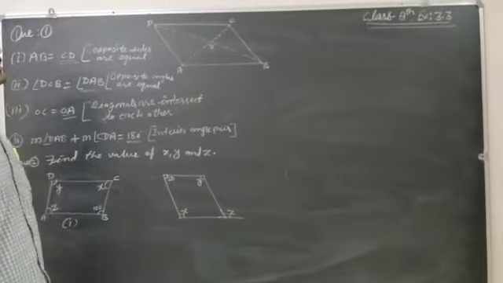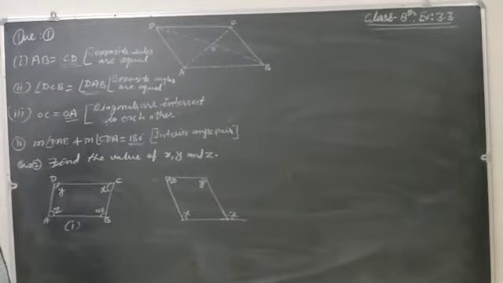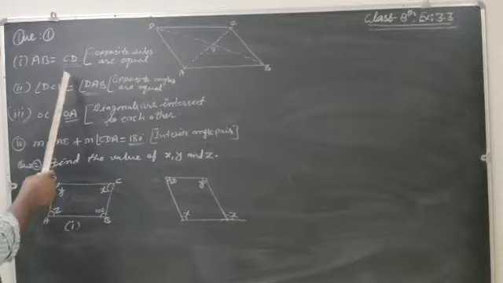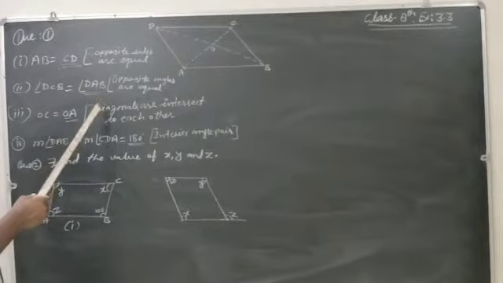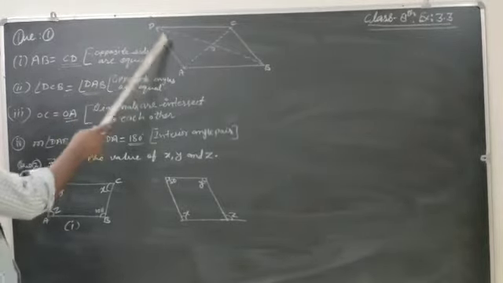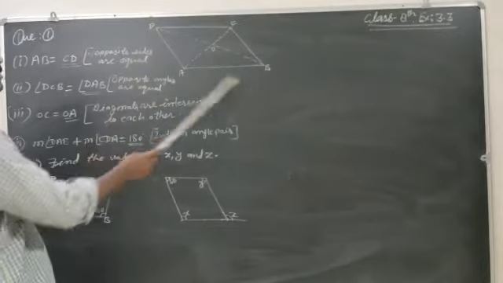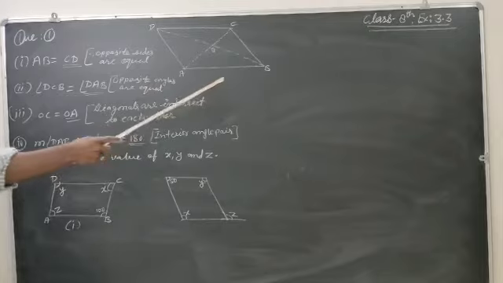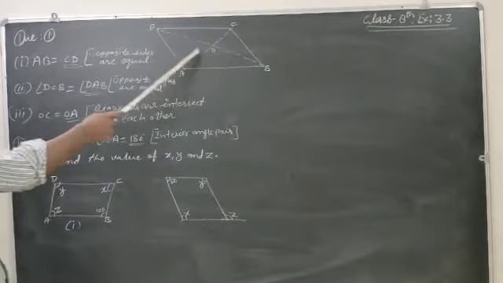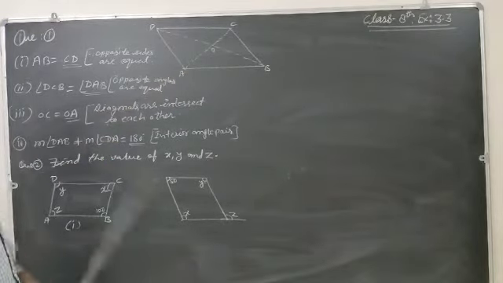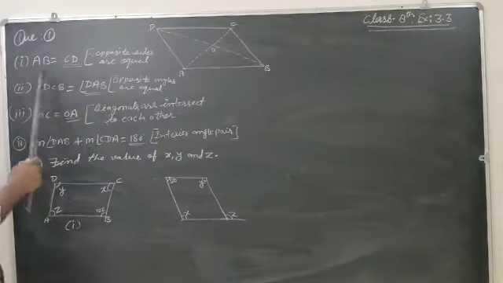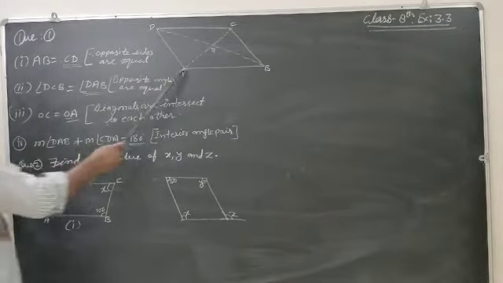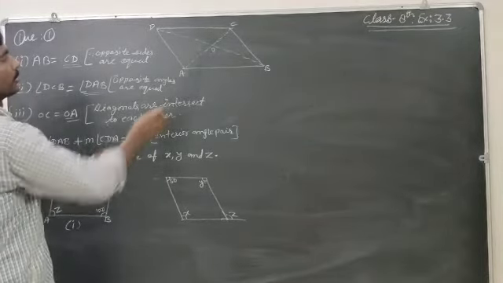Exercise, question number first. Fill in the blanks using definitions and properties. This figure is given. This is a quadrilateral, a polygon. AB equals CD.